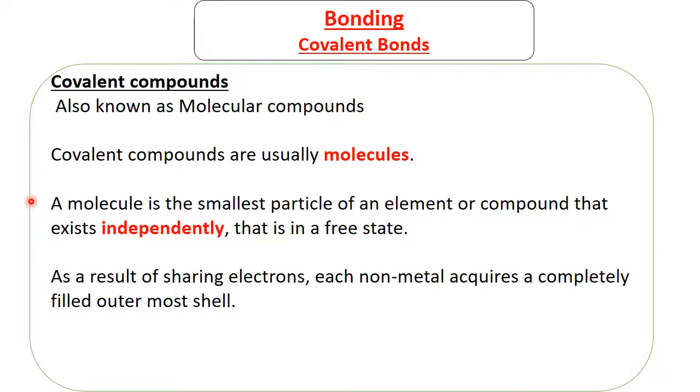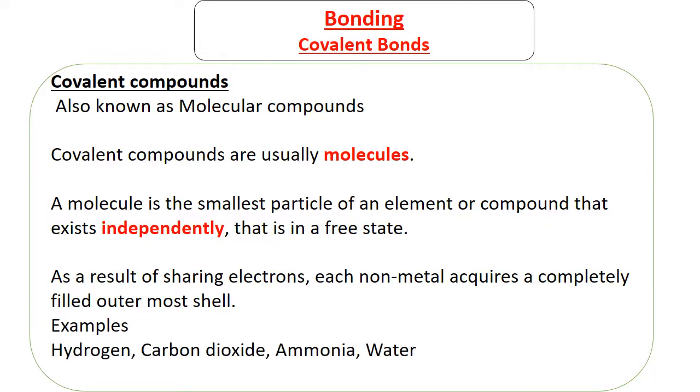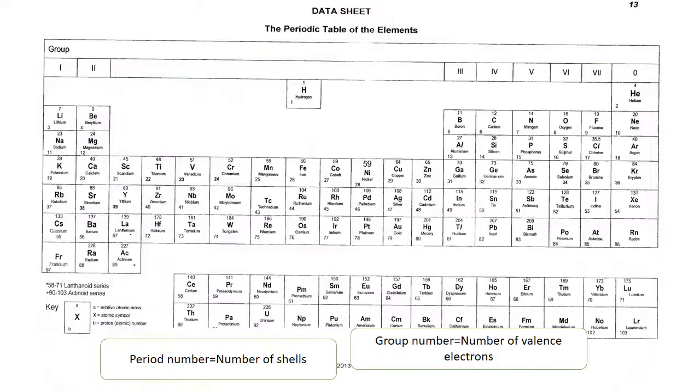As a result of sharing electrons, each nonmetal acquires a completely filled outermost shell. Remember, the whole point of bonding is to be stable. To be stable is to have a completely filled outermost shell. So by sharing electrons, the atoms involved become stable. Examples of covalent compounds include hydrogen, carbon dioxide, ammonia, and water.